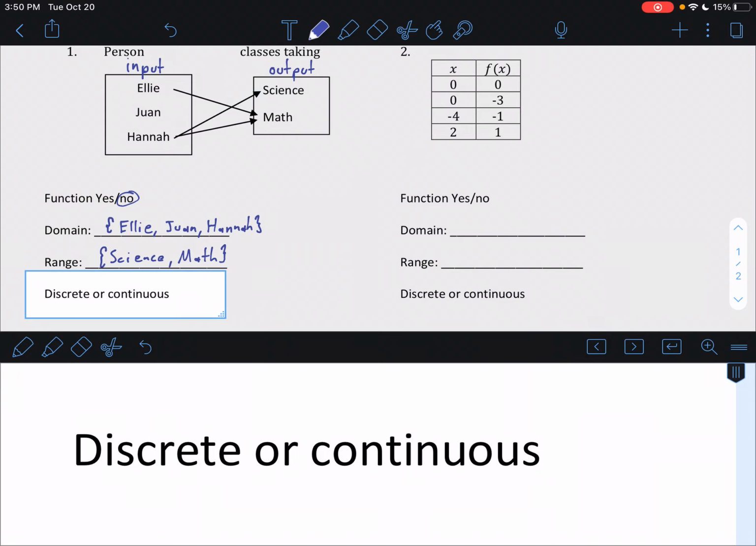And is this discrete or continuous? So since it is 3 individual people, and we don't know if there's anybody else, it's not like testing everybody, it's just these 3 people, this is discrete.